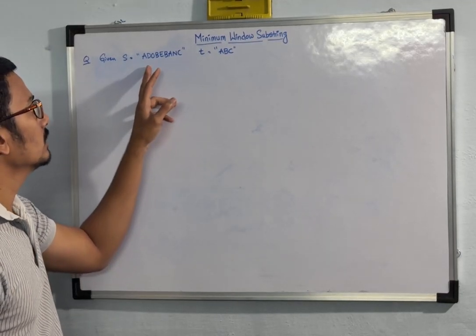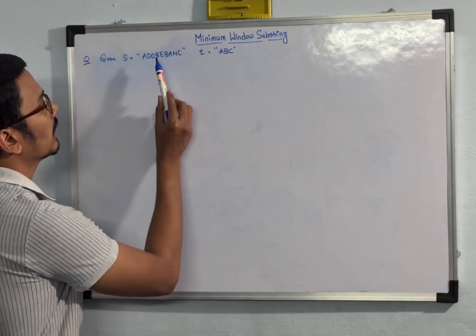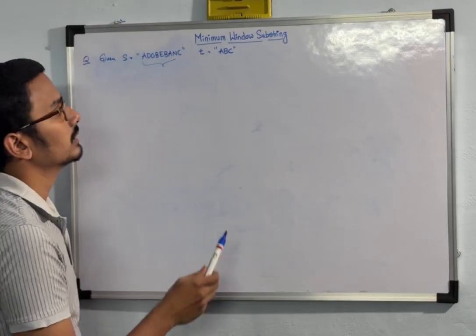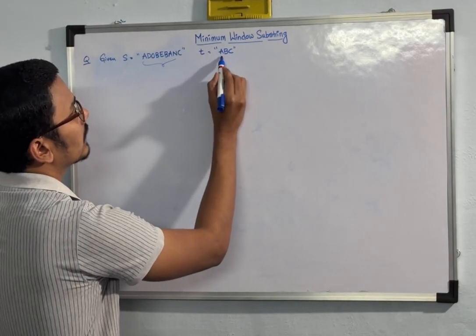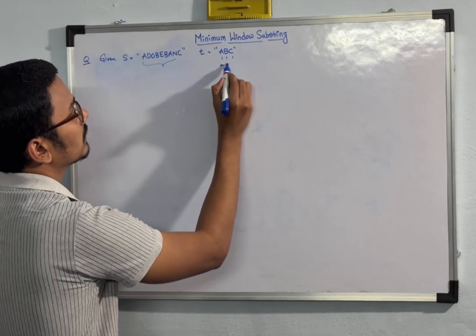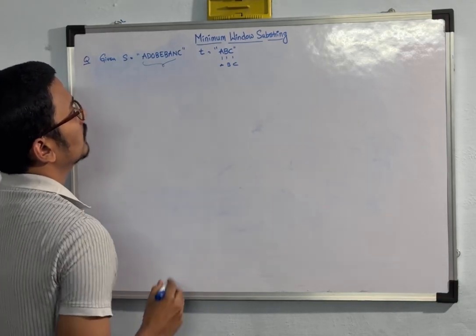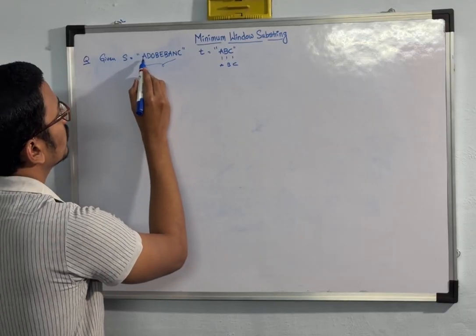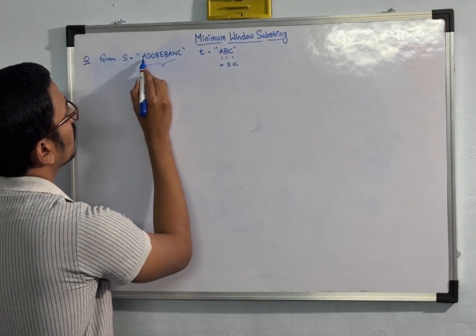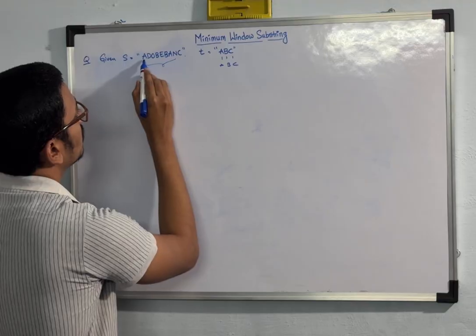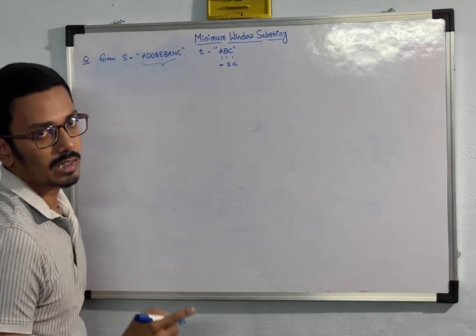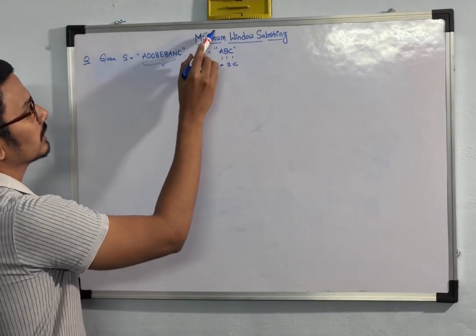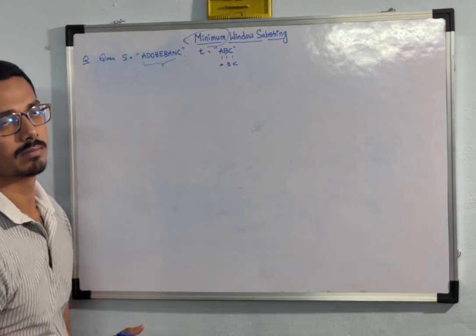What we have to do is find a range. In this, we have to find a substring such that each and every character in T, A, B and C, should be included. By seeing visually, if we take this entire string, it has A, B and C. But that is not the solution. We just have to optimize it. We have to find the minimum window substring.